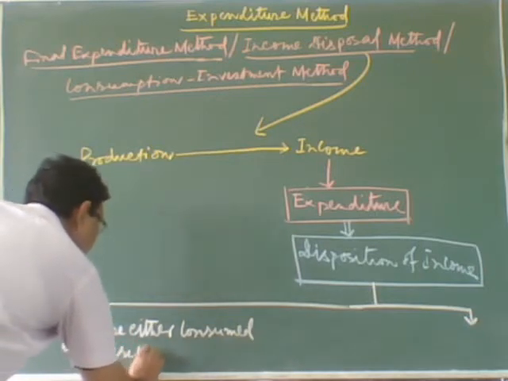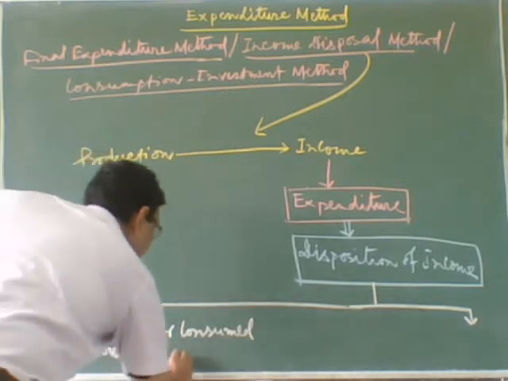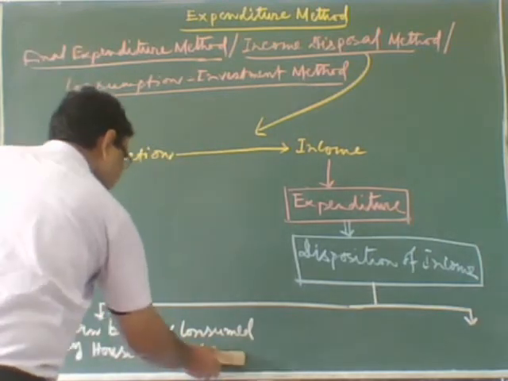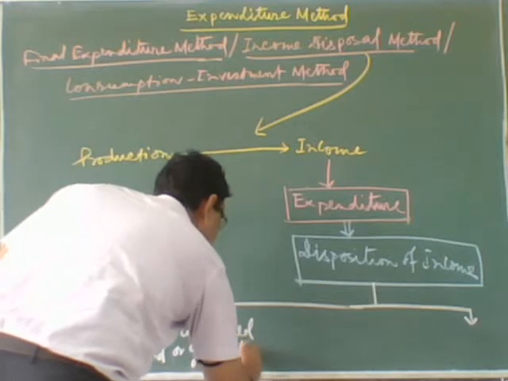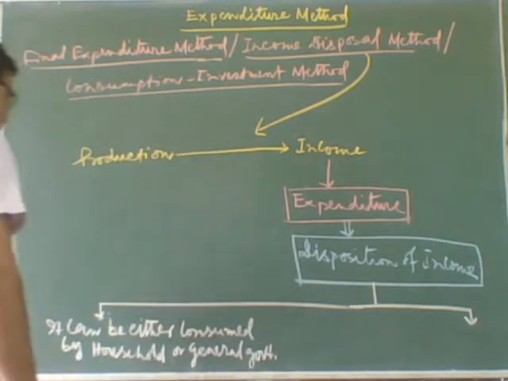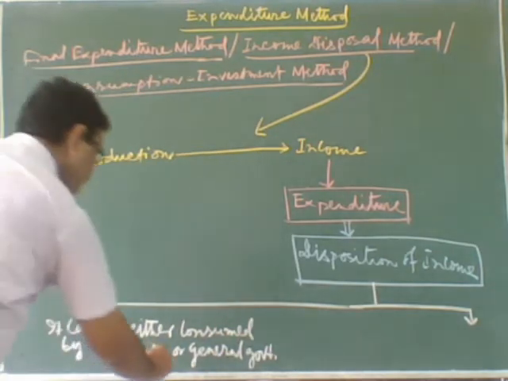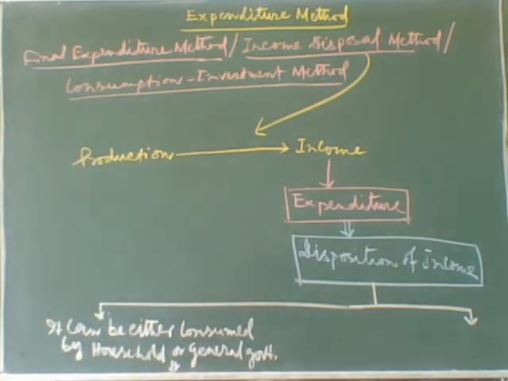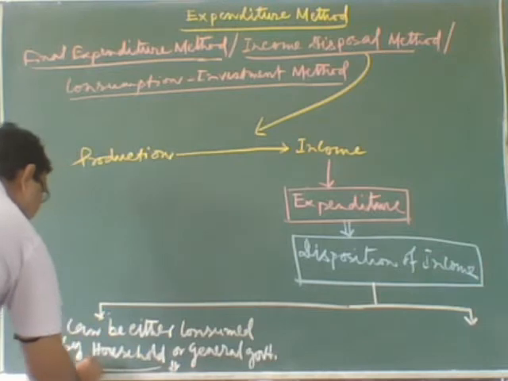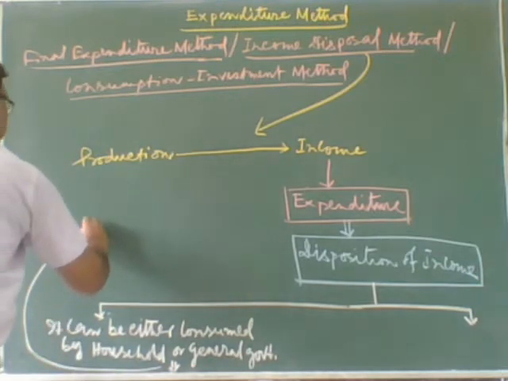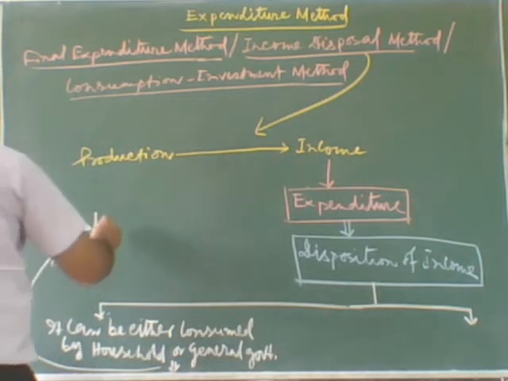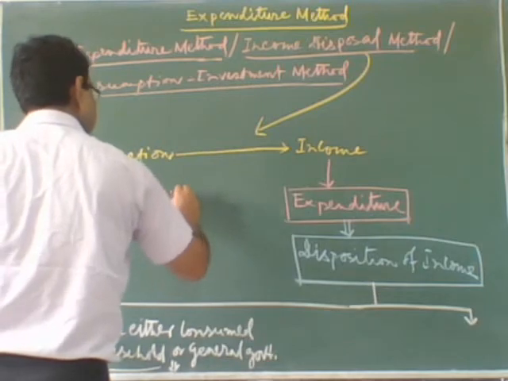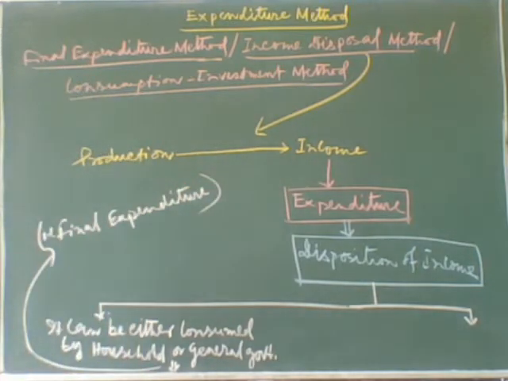household or government, or general government. That is called final consumption, or final expenditure.